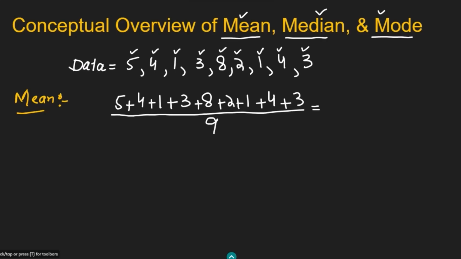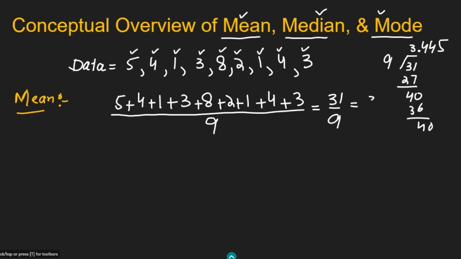So 5 plus 4 plus 1 is 10, 10 plus 3 is 13, plus 8 is 21, 23, 24, 24 plus 4 is 28, and 3 is 31. So 31 divided by 9. 9 times 3 is 27, and 4 will be here, and here I will get 9 times 4 is 36, and so on again and again.